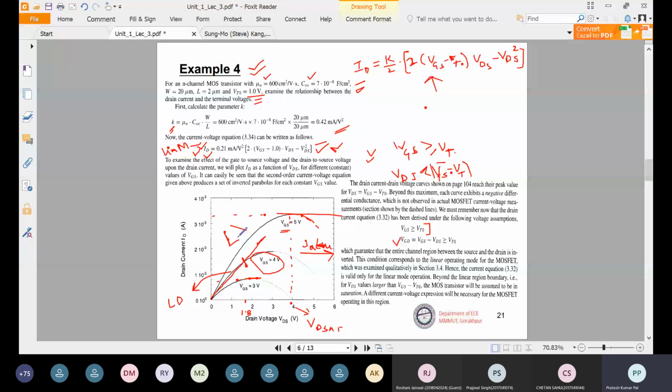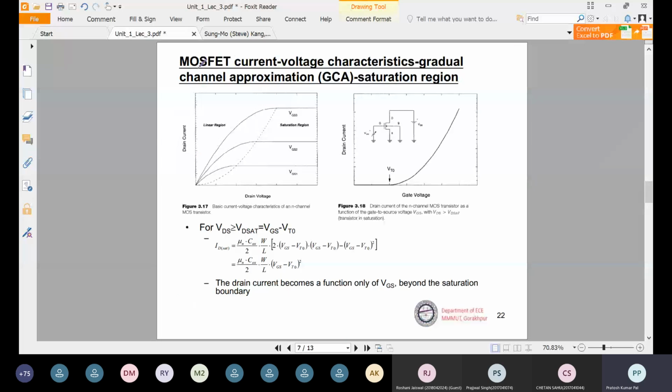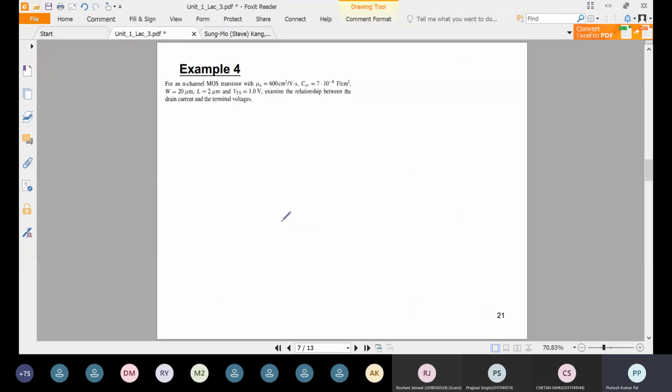Okay, so we will be taking the next point. Once the transistor is working in linear mode, that is enough. But as the transistor is going to work in saturation mode, meaning VDS is greater than VD sat, which equals VGS minus VT0. So if VDS is greater than VD sat, then the transistor should be working in saturation mode, and its current will be given by the same expression that we have seen here.